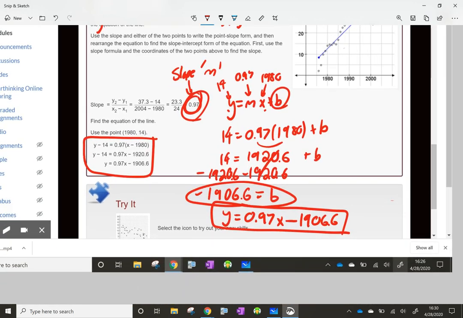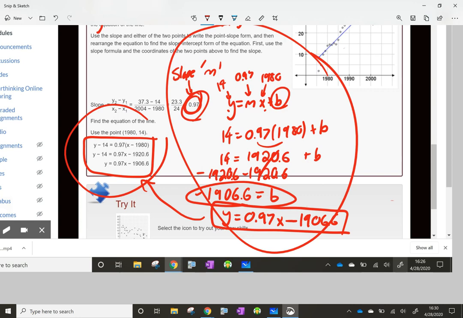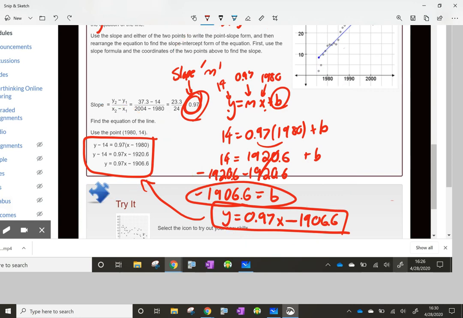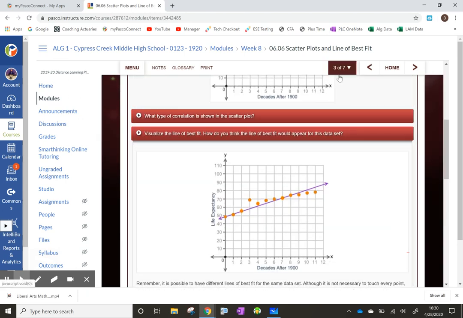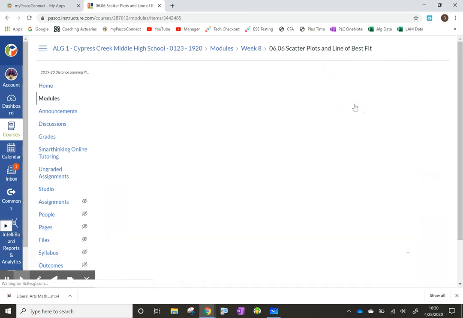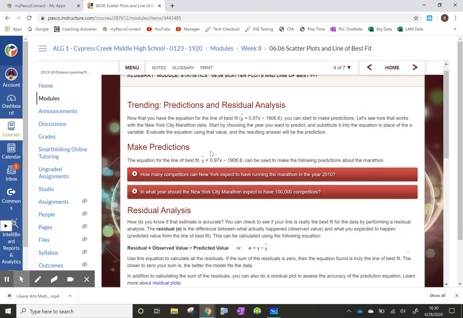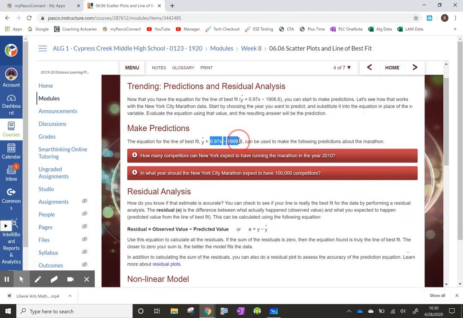And you can see it's the exact same equation they found over here. There's just two different methods of using it. You can find it this way, or you can find it their way. Whichever one you find easier to work out. And so now you can use that line to make predictions. So I think that's what page 4 does. Yes, so here's your equation of your line, and then you can now use it to make predictions.